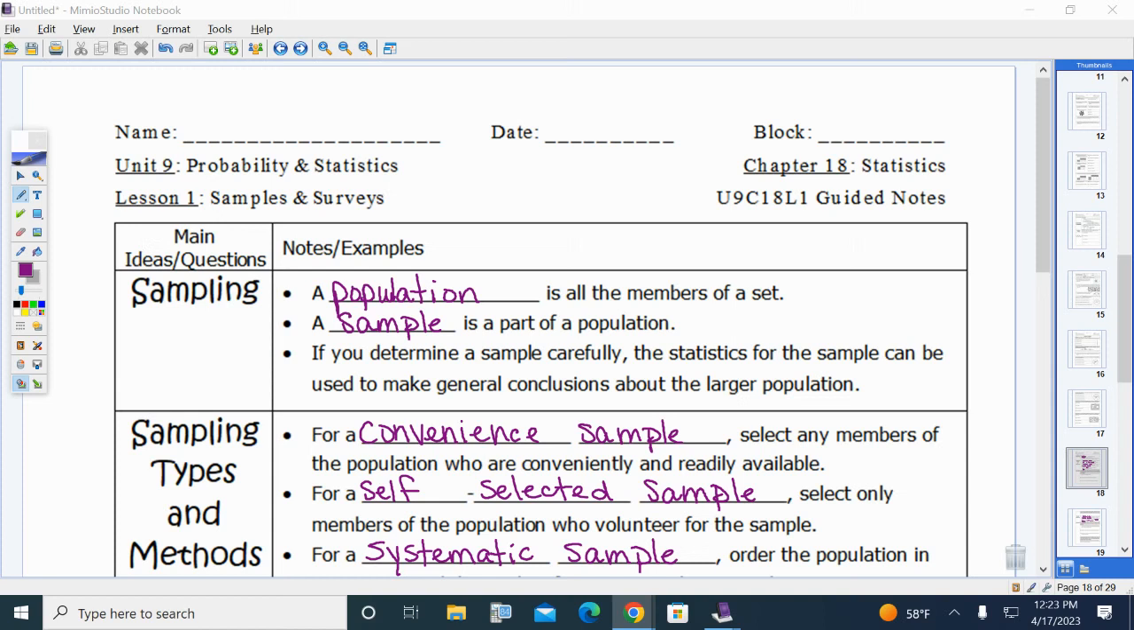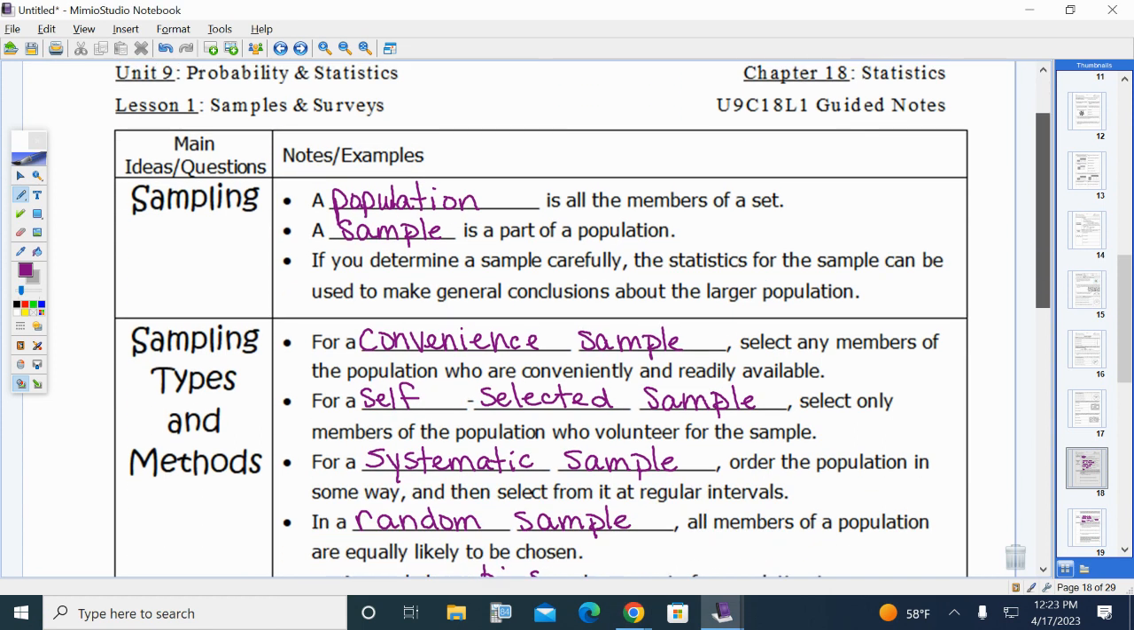This video is on Chapter 18, Statistics, Lesson Number 1, Samples and Surveys. In your notes here, it talks about sampling. A population is all the members of a set. A sample is a part of a population. And then the last bullet here says, if you determine a sample carefully, the statistics for the sample can be used to make general conclusions about the larger population.